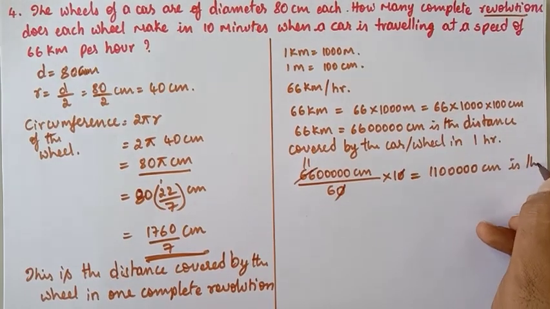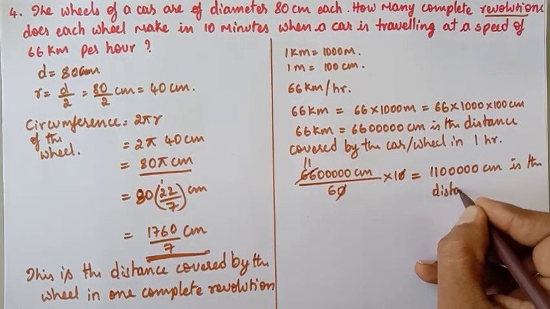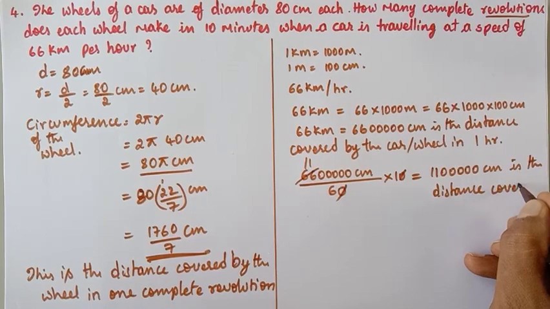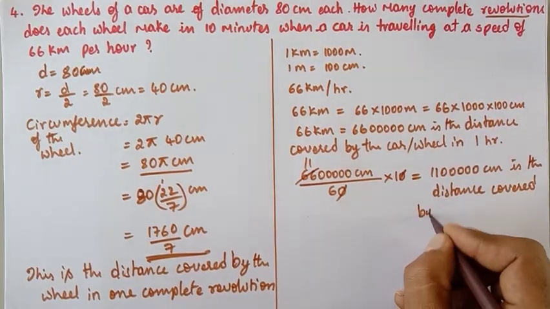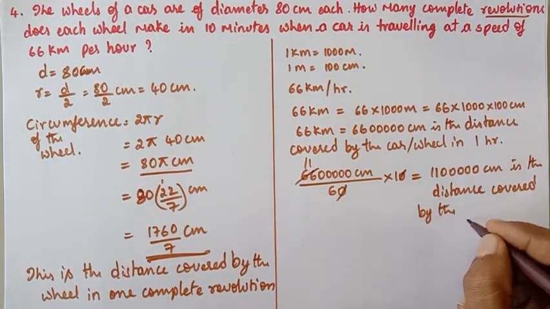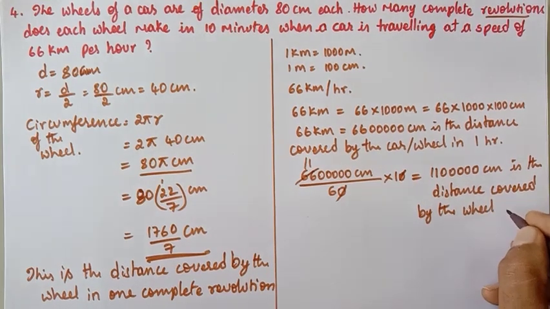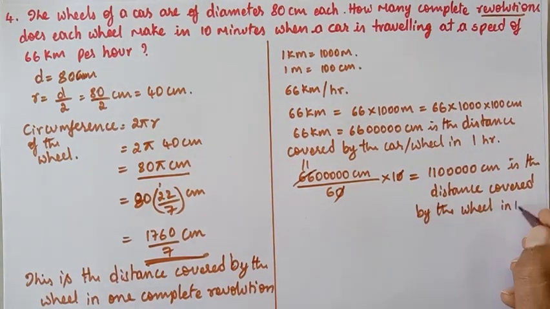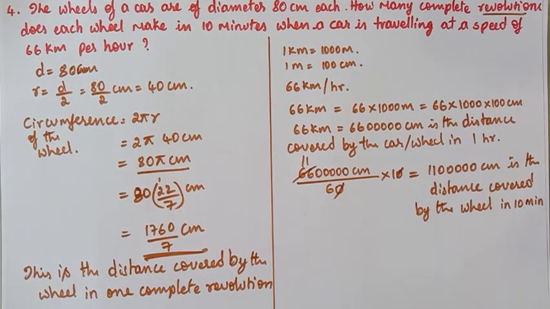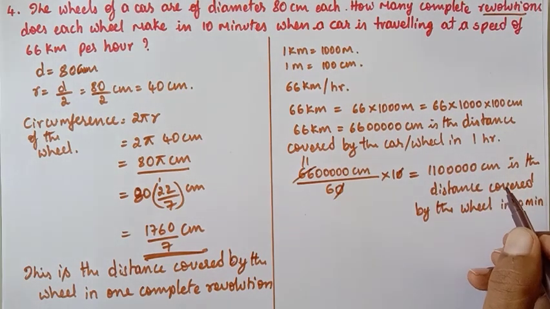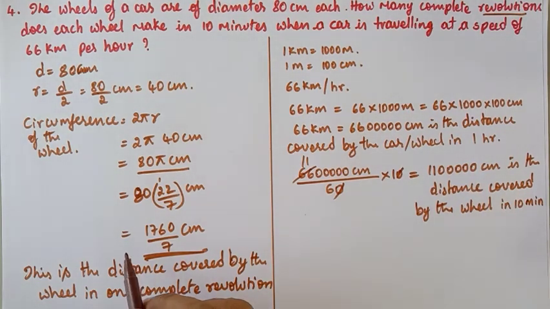11 lakh centimeter is the distance covered by the wheel in 10 minutes. So to cover this distance, the circumference of the wheel is 1760 by 7 centimeter.